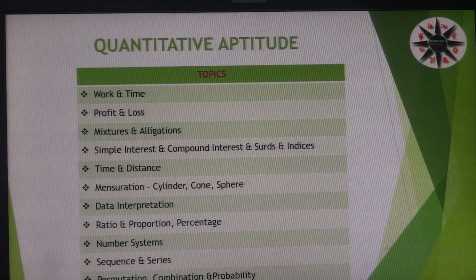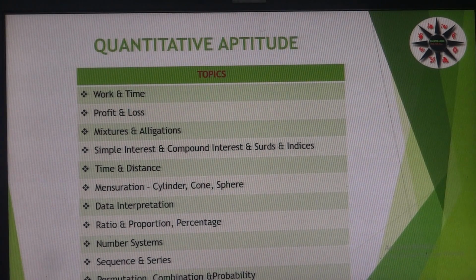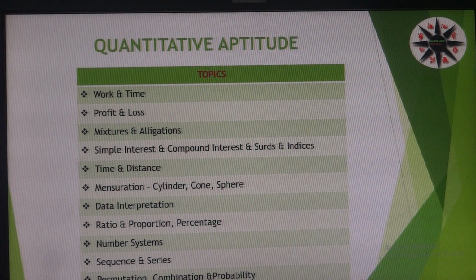So the various sections in quantitative aptitude are as displayed: work and time, profit and loss, mixture and allegation, simple interest and compound interest, time and distance, mensuration, data interpretation, ratio, proportion, percentage, number system, sequence and series, permutation, combination, probability. These are the major sections which come under quantitative aptitude.